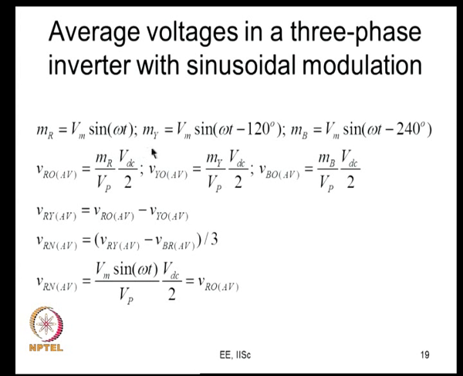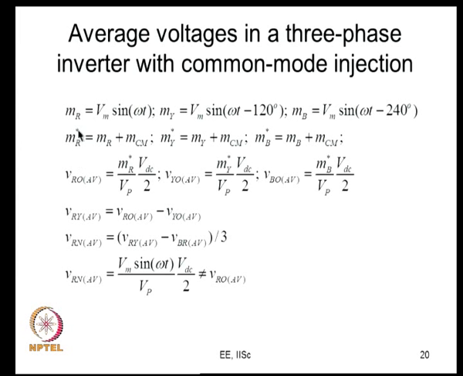So, if you are using sine-triangle PWM and you are in linear modulation, then VRN average and VRO average are equal to one another. What happens if you have common mode added? VRO average will contain the common mode components and VRN average will not, as we will just see now. This is a case where common mode has been added: 3 phase sinusoidal modulating signals as before, with some common mode signal MCM added to all 3 to get MR star, MY star and MB star. Now, MR star is compared with the carrier to produce the PWM waveform, similarly MY star and MB star.